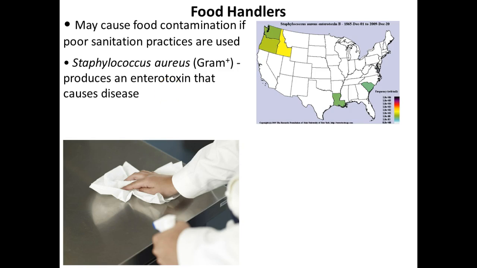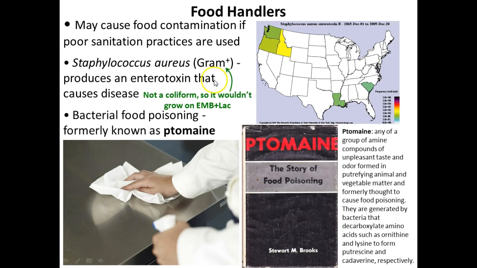And so, if you ingest food contaminated with this particular strain, it can cause a particular type of food poisoning. So notice again, it's gram-positive, so we're not going to detect this one when we're doing EMB testing for coliforms. There is a specific name given to Staphylococcus aureus food poisoning, and there's an aside as to how it was given that particular name.